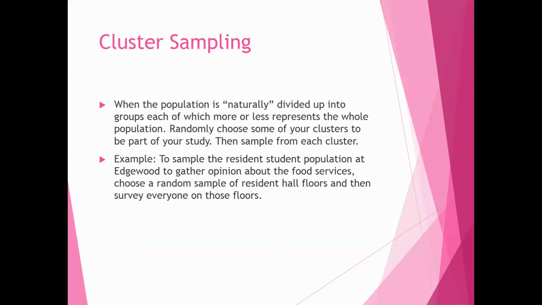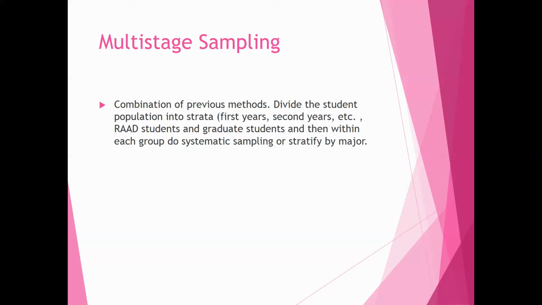Or maybe, if we're interested in sampling the undergraduate population, we might randomly choose a few classes and then survey everybody in those classes. Just makes it convenient, and your clusters just represent the population as a whole in a natural way.